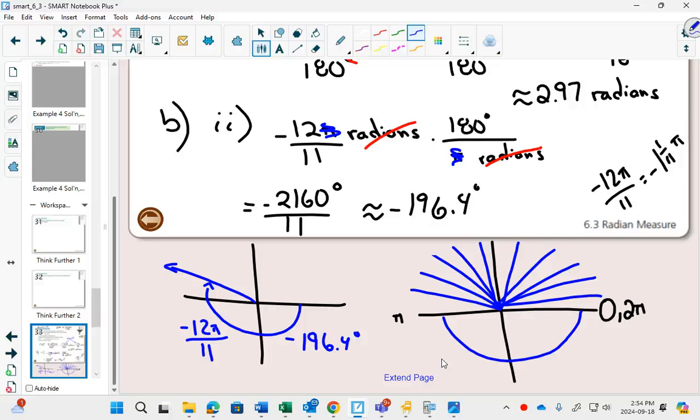Imagine 11 pieces. You have to use your imagination that I did them all perfectly the same size. And then this would be 1/11 more.